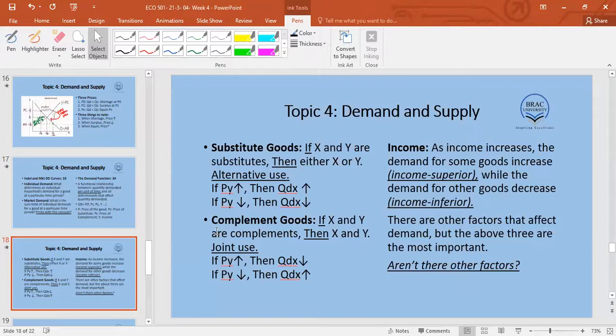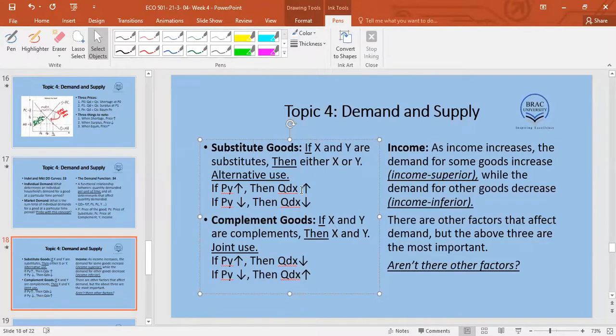If we substitute one of the two goods X and Y for the other, do we consume both together, or do we consume one and not the other? Which one? Sir, we consume one and not the other. Then in the context of substitute goods, the relationship between X and Y is X or Y. In the context of complement goods, the relationship between X and Y is X plus Y.